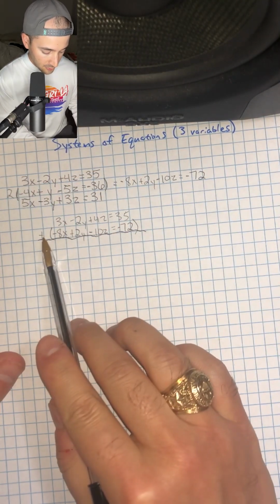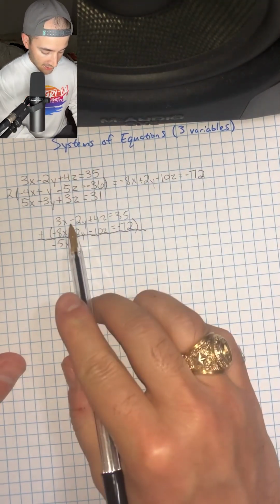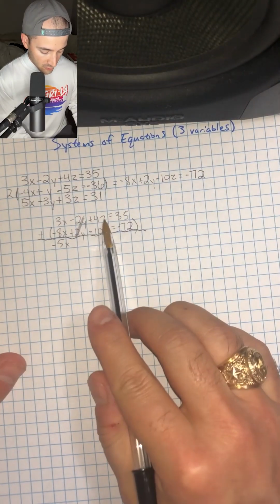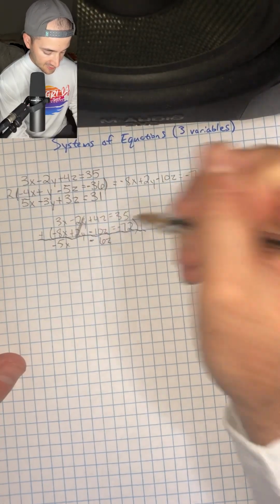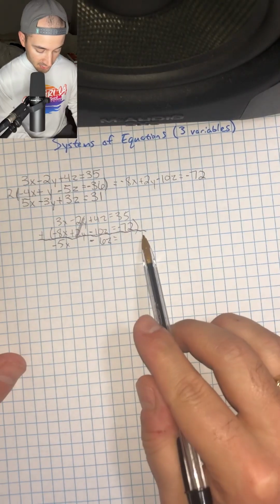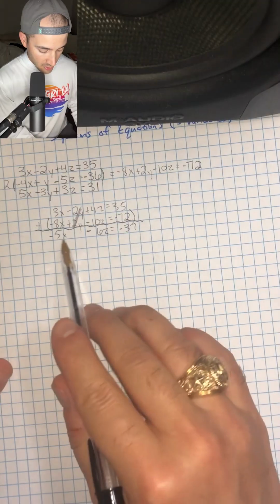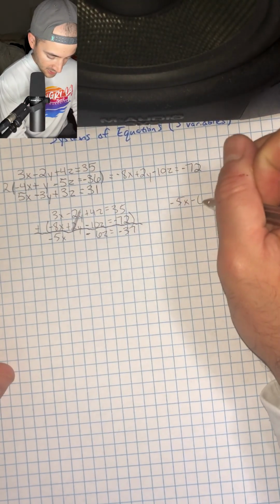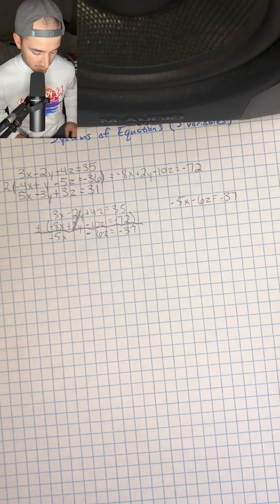So 3x plus negative 8x is negative 5x. Negative 2y plus positive 2y are going to cancel. 4z plus negative 10z is negative or minus 6z. And that's going to be equal to 35 plus negative 72, which is negative 37. So I'm going to write my new equation right over here. So we have negative 5x minus 6z is equal to negative 37, okay?